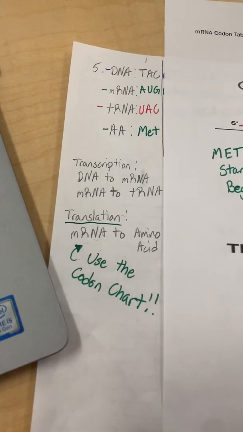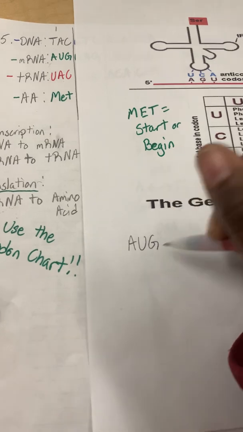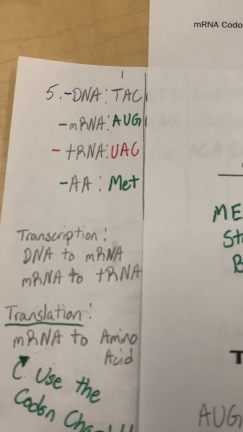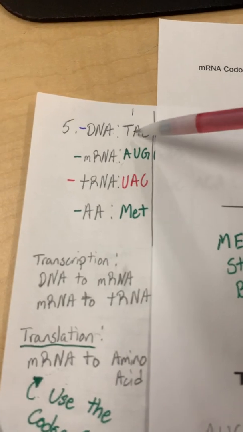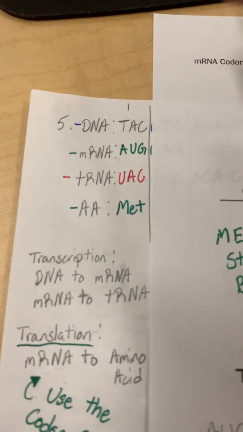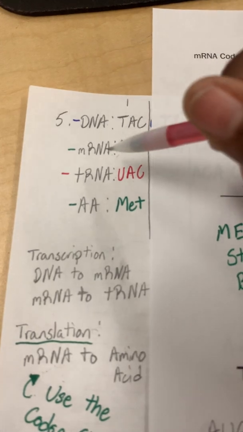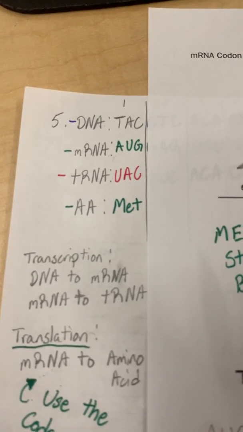All right, so my first messenger RNA is AUG. This is the first one that I figured out on my problem. But remember, in order to get AUG, I had to use my DNA first. Depending on what number you're on the worksheet, you have to figure out your messenger RNA strand completely before you do the amino acid sequence.